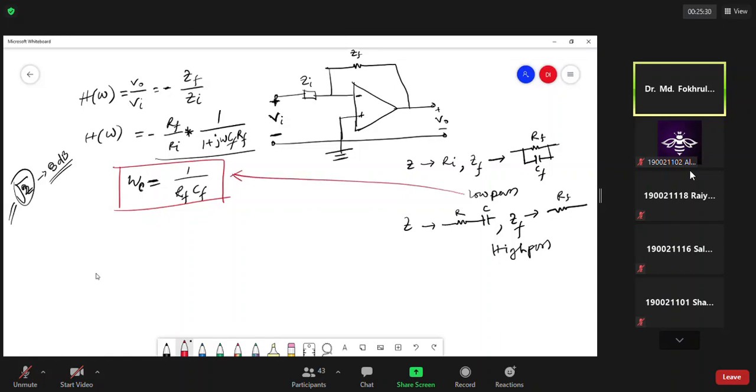Similarly, if you consider this one, you will have the transfer function like this. It will be minus j omega Ci Rf over 1 plus j omega Ci Ri. And the cutoff frequency omega c is equal to 1 over Ri Ci.